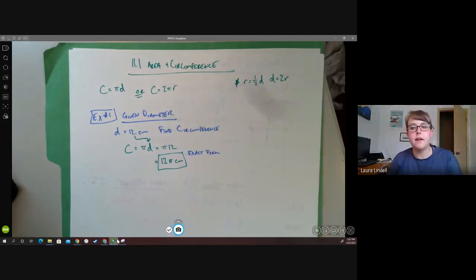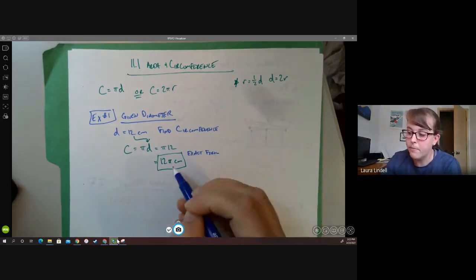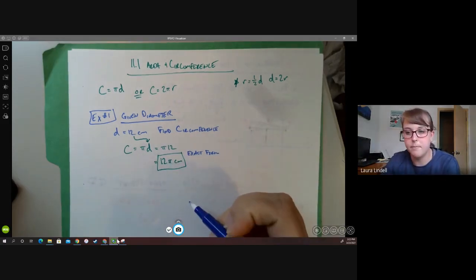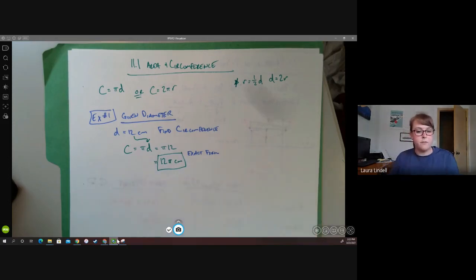So if you think back to when we did square roots and things like that in the Pythagorean theorem, if we were asked for something in exact form, that meant to leave the square root in it. Here, it's the same idea. If we're asked for exact form, that means leave the pi in it. But if you're asked for a rounded answer, you can put it into a calculator. And most calculators have pi buttons.